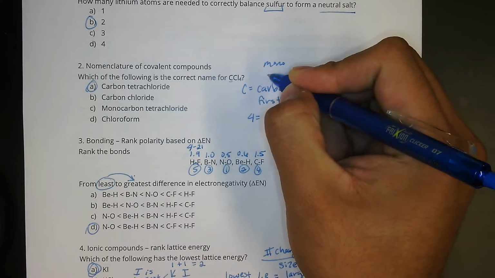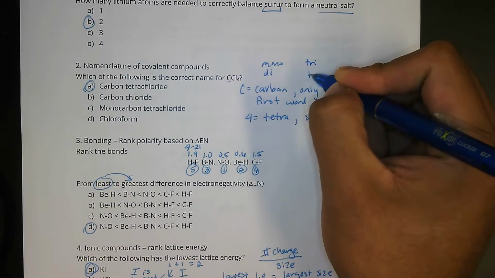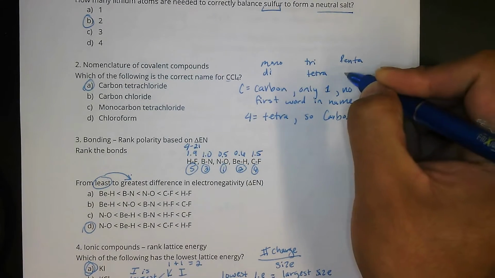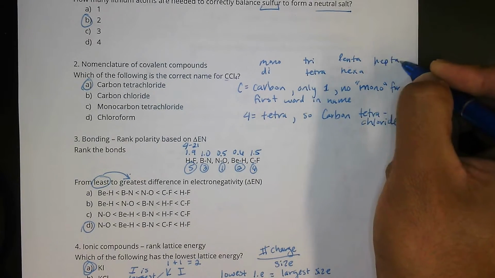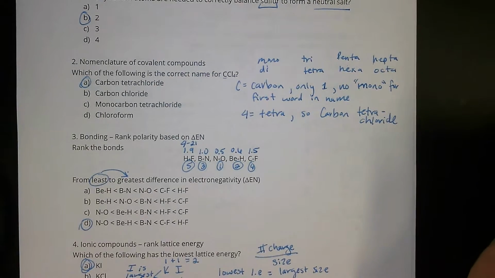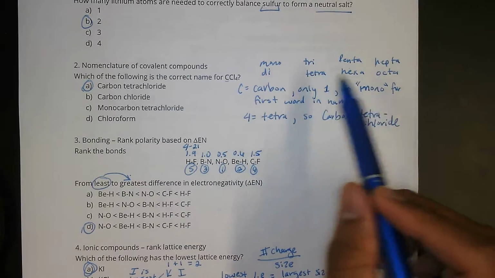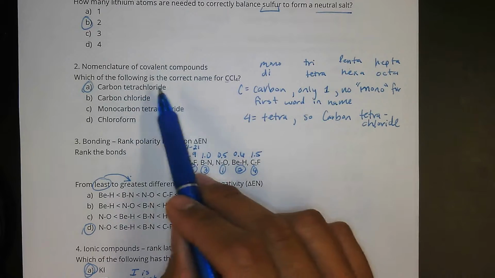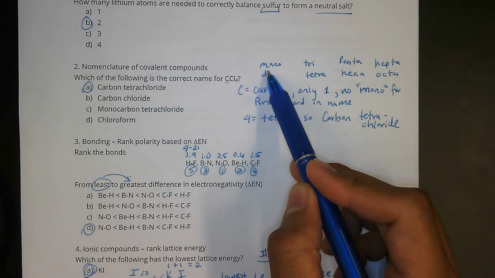If you're talking about 2, it's di. If you're talking about 3, it's tri. 4 is tetra. 5 is penta. 6 is hexa. 7 is hepta. 8 is octa. And so on. So the only exception for you using this is that when you are talking about the first element, so in this case it's carbon, and there's only one, you do not use the prefix mono.